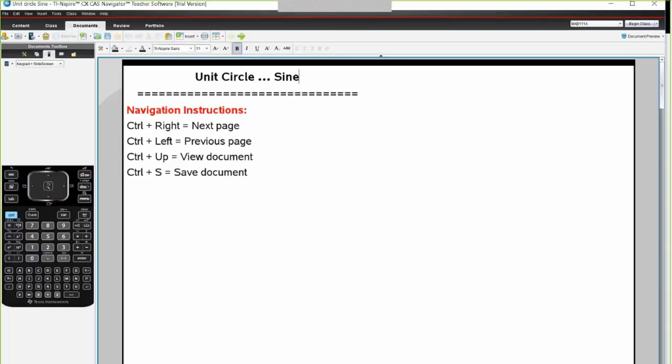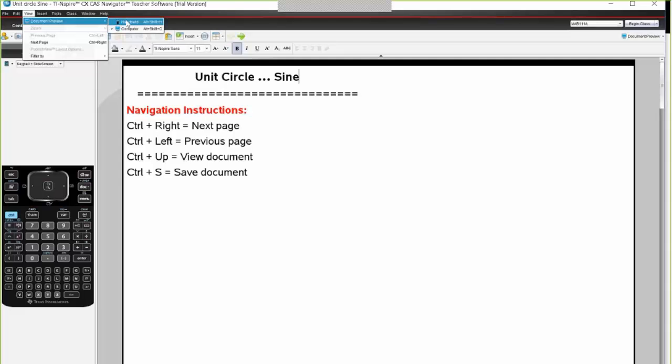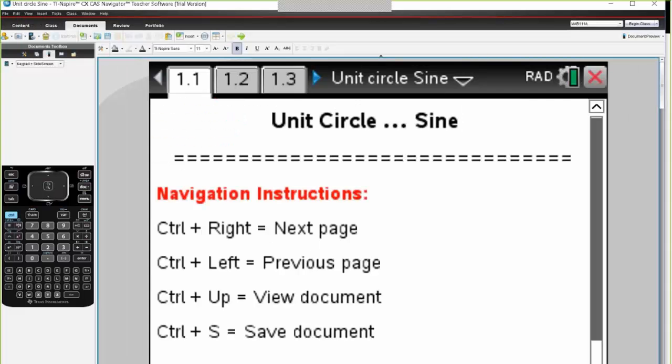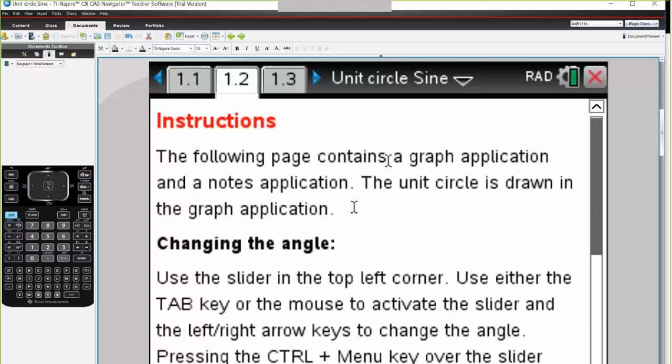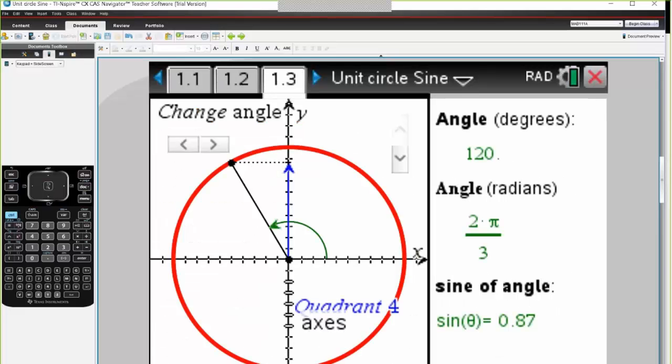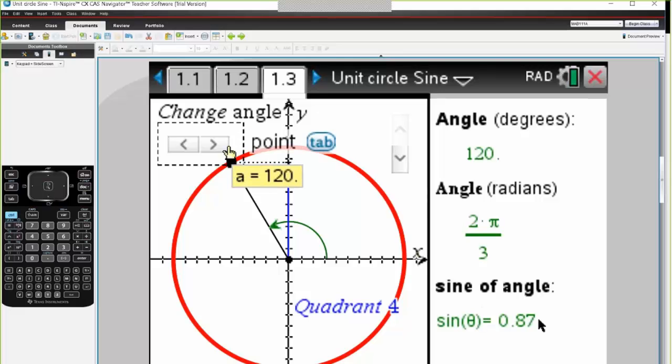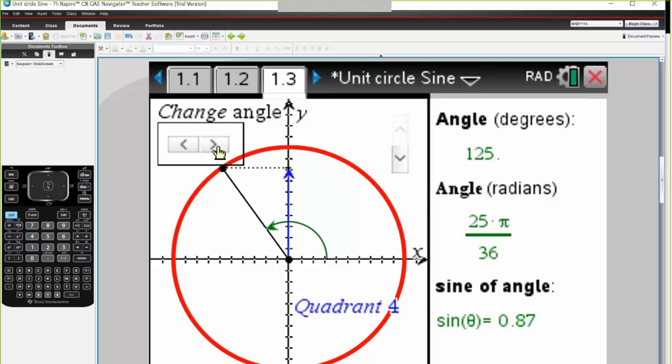The last one here is a unit circle. Sorry, I'm just going to change it to handheld view. Okay, so it gives them the instructions, and in this one here, we've got a graph application and a notes page. So when we go through to it, what they're able to do over the side here has been set up as what the angle is, what that is in radians, and the sine of the angle, and by clicking and dragging or changing the slider, we can make it bigger and we can see what is happening.